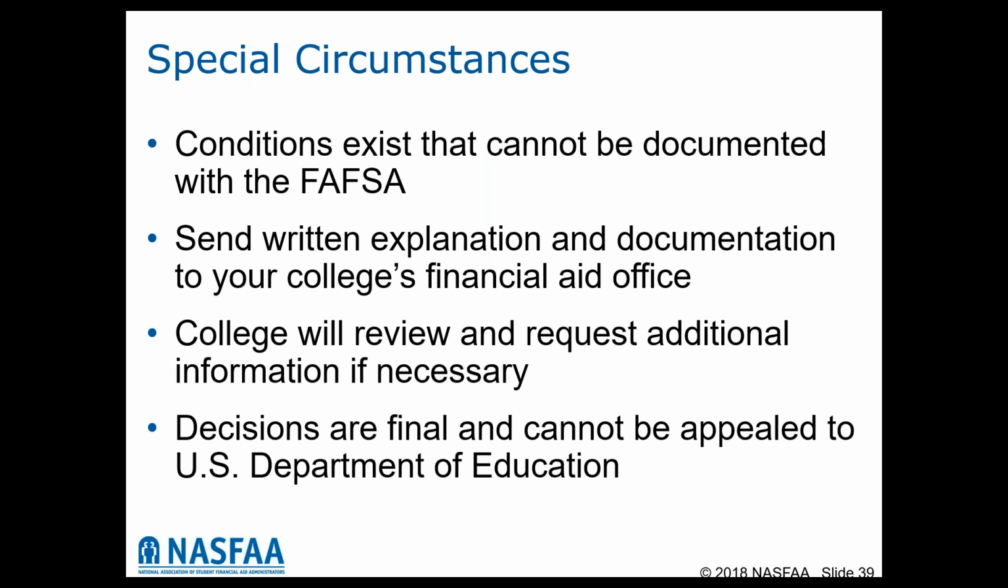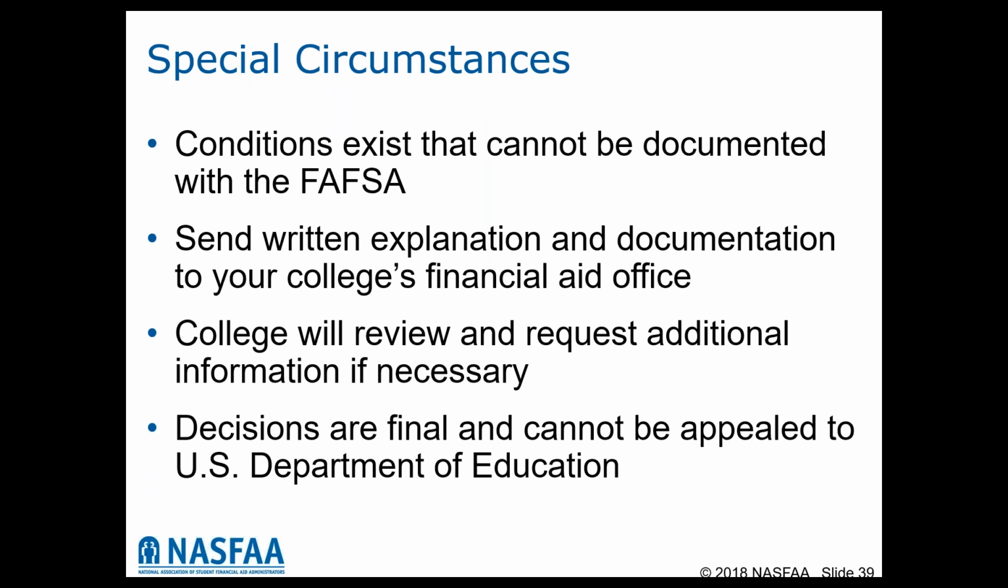And what we would do is compare what they've reported to what was originally reported on the FAFSA form. And if it is indeed a reduction that would change the EFC or change the student's eligibility for aid, then the college can go in and make a change to the FAFSA form, reprocess it, and use the reprocessed FAFSA to determine the student's eligibility for financial aid.